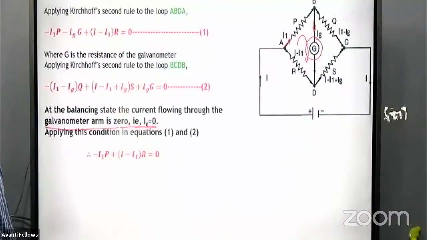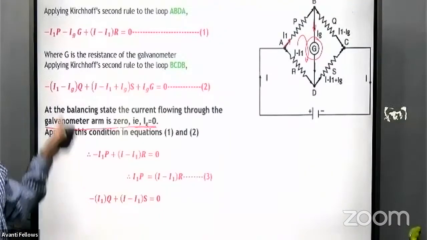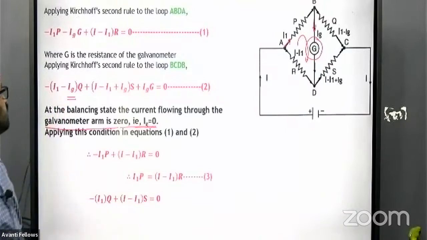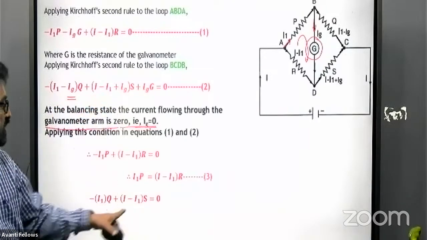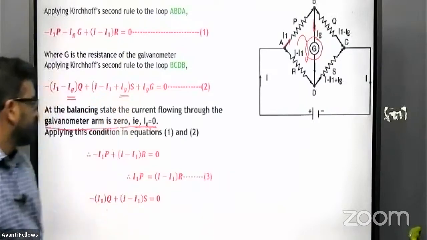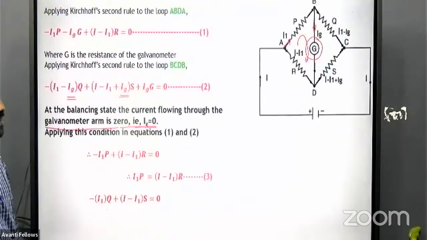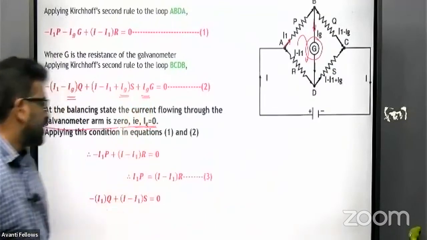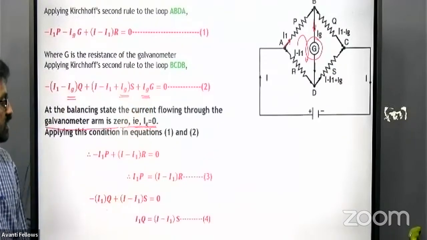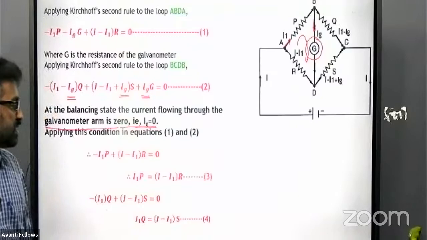The first equation: I1P minus I1P plus (I minus I1) into R equals 0, as there is no change. So the first equation can be written as I1P equals (I minus I1) into R. The second equation is minus I1 into Q plus (I minus I1), which reduces to 0, multiplied by S. So the second equation comes to I1Q equals (I minus I1) multiplied by S.